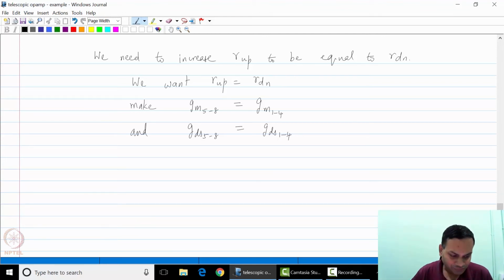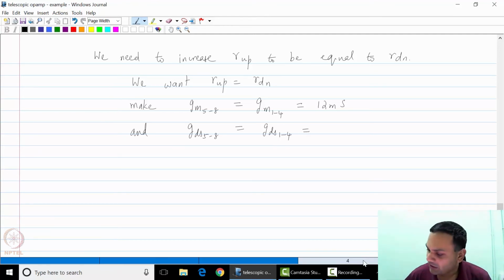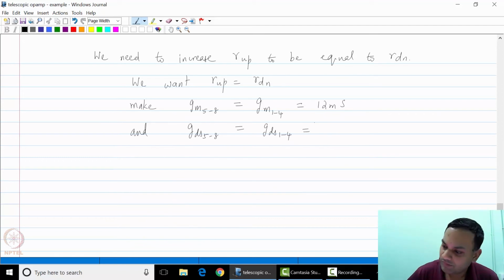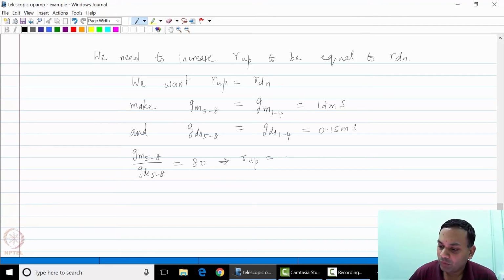If we were to do this, then what we are saying is that we want the GMs of the PMOS transistors to also be equal to 12 millisiemens, and we want the GDSs to also be equal to 0.15 millisiemens. If we ensure this, then GM 5 to 8 by GDS 5 to 8 will also be equal to 80, and this means that R up will become equal to 533 kilo ohms. So this is again a design constraint that we are going to apply.